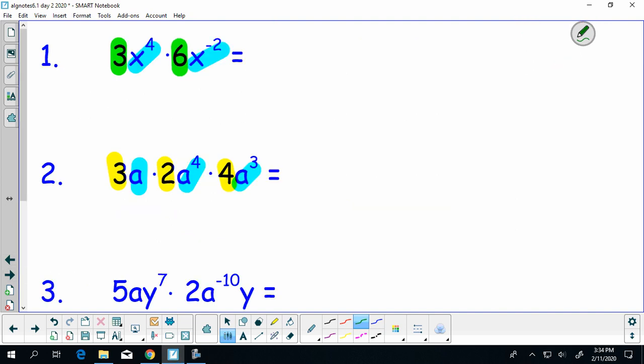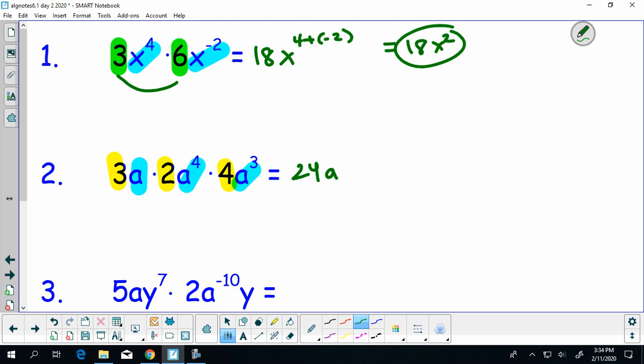All right, so I've got some highlights here showing you what I'm combining. So 3 times 6 is 18. And since x and x have the same base, I can add them. So 4 plus negative 2. So my answer here is 18x to the 2nd. Multiplying here, 3 times 2 is 6, times 4 is 24. And there's a 1 exponent there. 1 plus 4 plus 3. So 24a to the 8th is my answer.